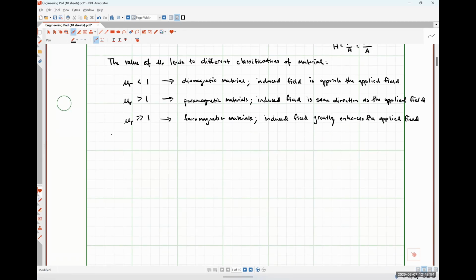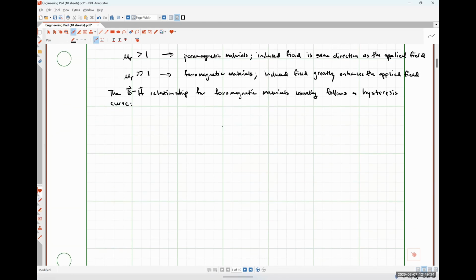So let's say the BH relationship for ferromagnetic materials usually follows a hysteresis curve. Goodness, my handwriting is getting bad, and then I also can't spell. And our hysteresis curve is going to look something like this.